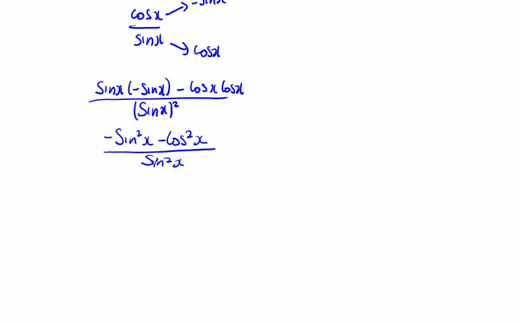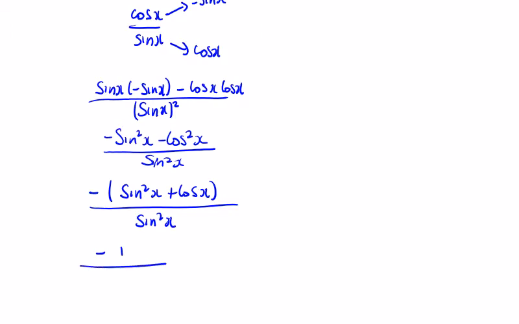Now we know that sine squared x plus cos squared x is equal to 1, so I think I can take a minus out here and say sine squared x plus cos squared x inside the bracket over sine squared x. So that's going to give me a minus 1 on top, or a minus in front, over sine squared x. Now 1 over sine x is equal to cosecant x. So 1 over sine squared x is cosecant squared x. So that minus can stay in front. We're going to get minus cosec squared x. And that's going to be our answer to this one.